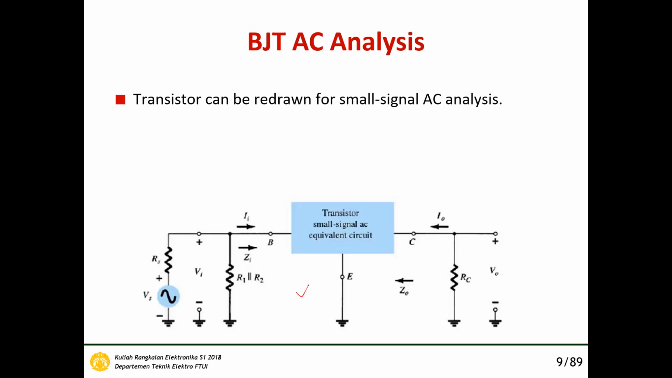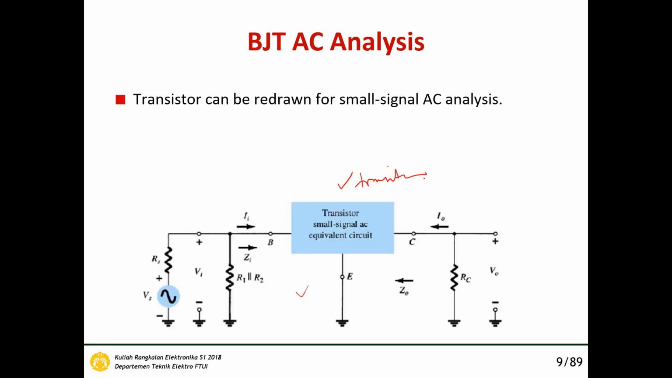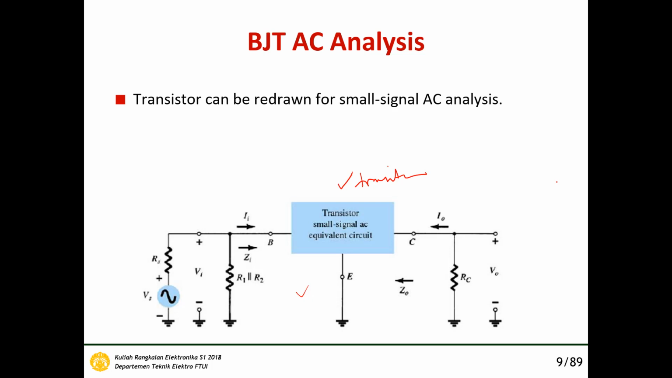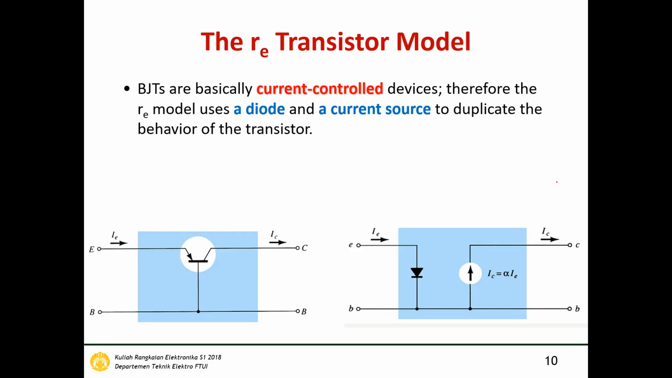We can redraw this configuration like this. So this is the transistor, and this is R1 parallel to R2, and then this is the RC. And the BJT is replaced by an equivalent circuit, and two transistor equivalent models will be introduced here. This one is the re transistor model, and then the hybrid equivalent pi model. BJTs are basically current controlled devices. This one is our re transistor model.